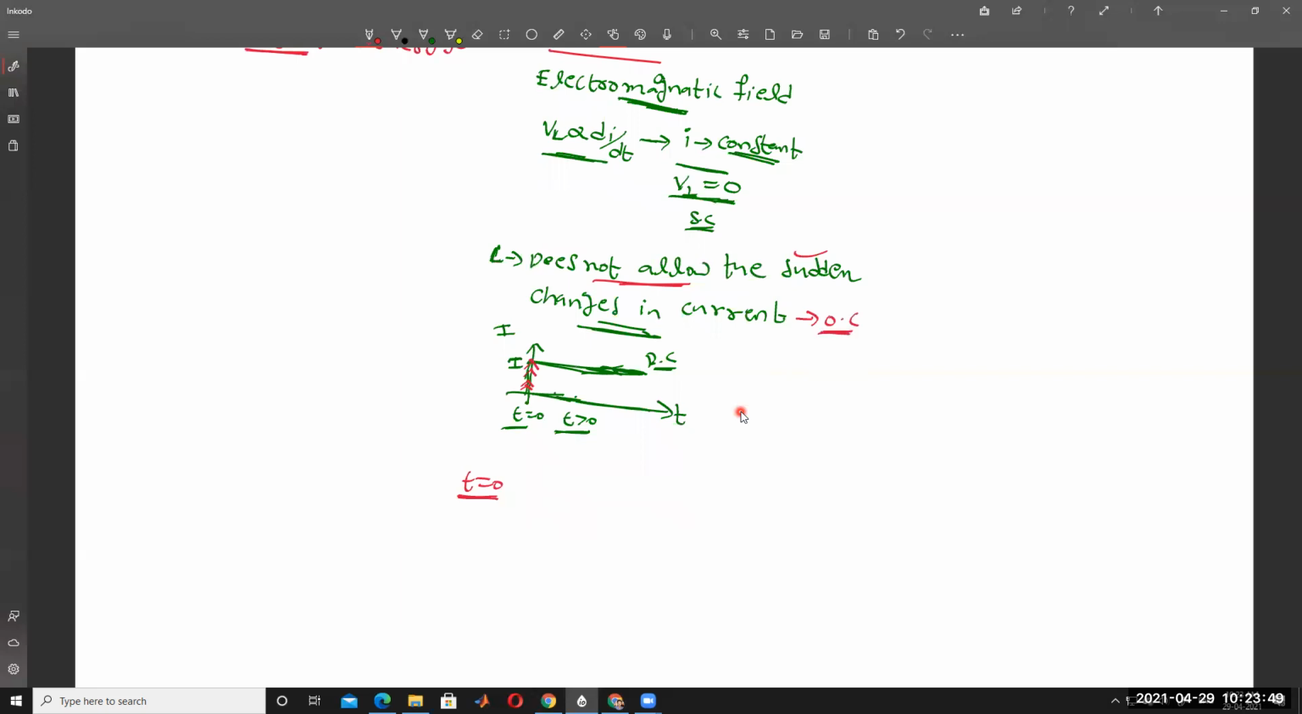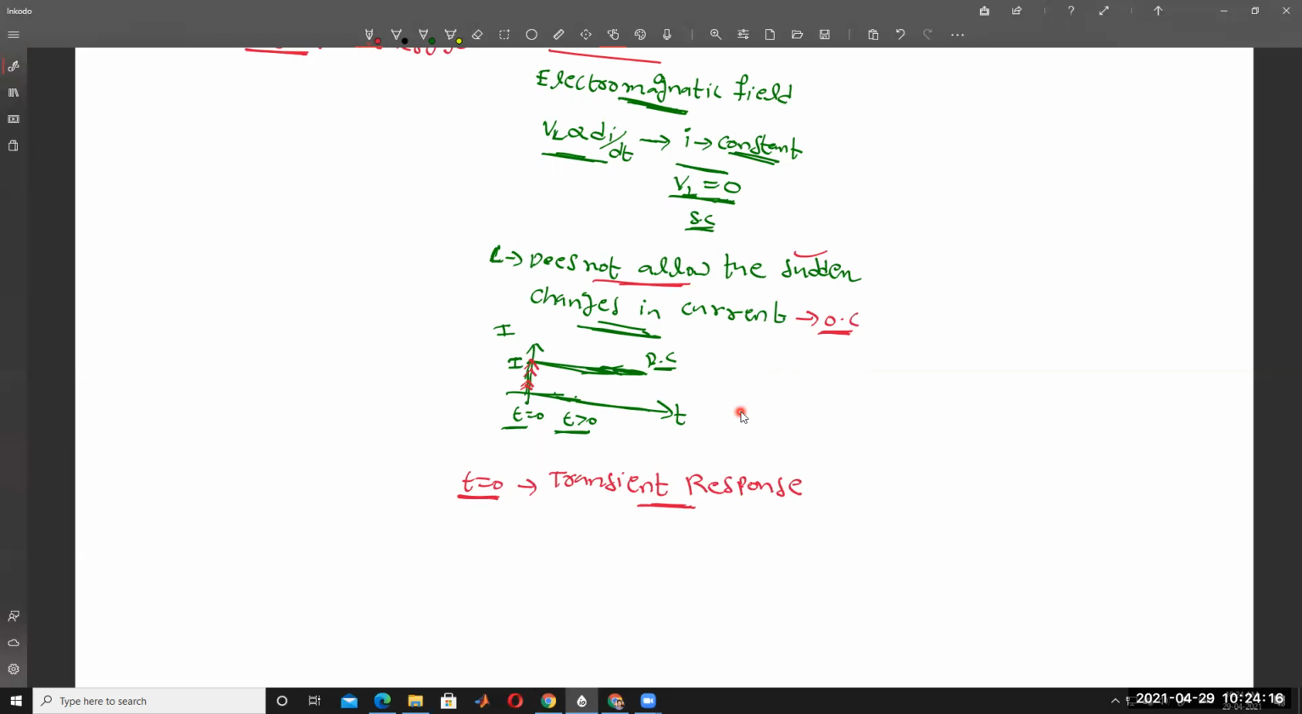Okay, understood? At t is equal to 0, the response across the inductor is called the transient response. This response is called transient response. Understood?